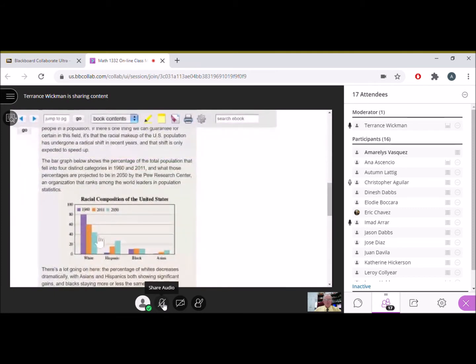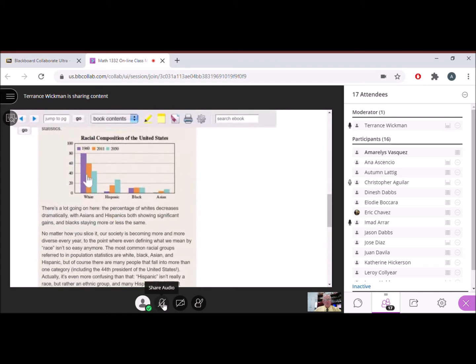Let's just talk about populations in the United States. As you can see, they're shifting. In 1960, the populations were such: Hispanic, and so on. Notice that the population in 1960 for white people was about 80%. It dropped down to 60, and it's going down less and less. Hispanic population is going up and up and up. Asian population is going up, and the black population is fairly constant.